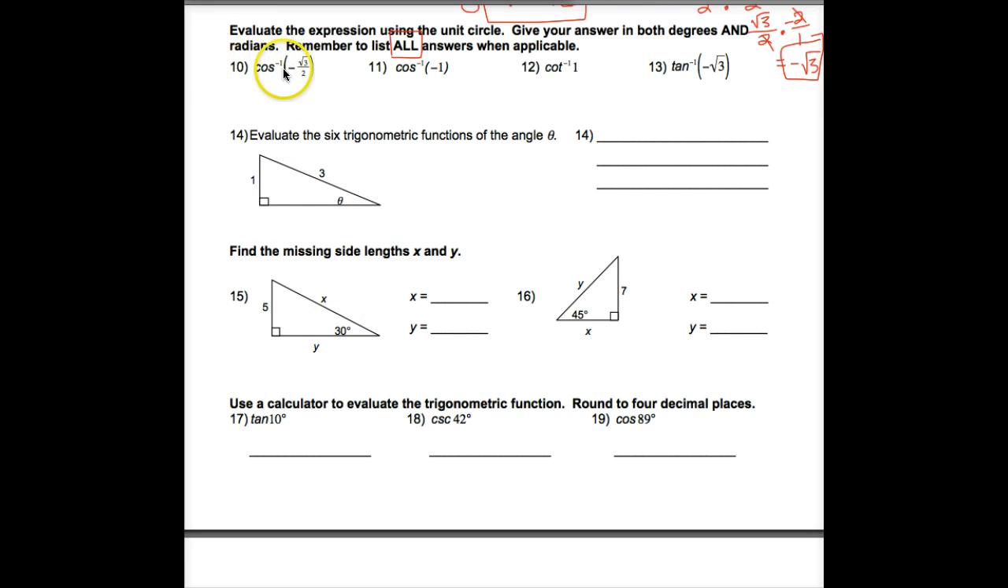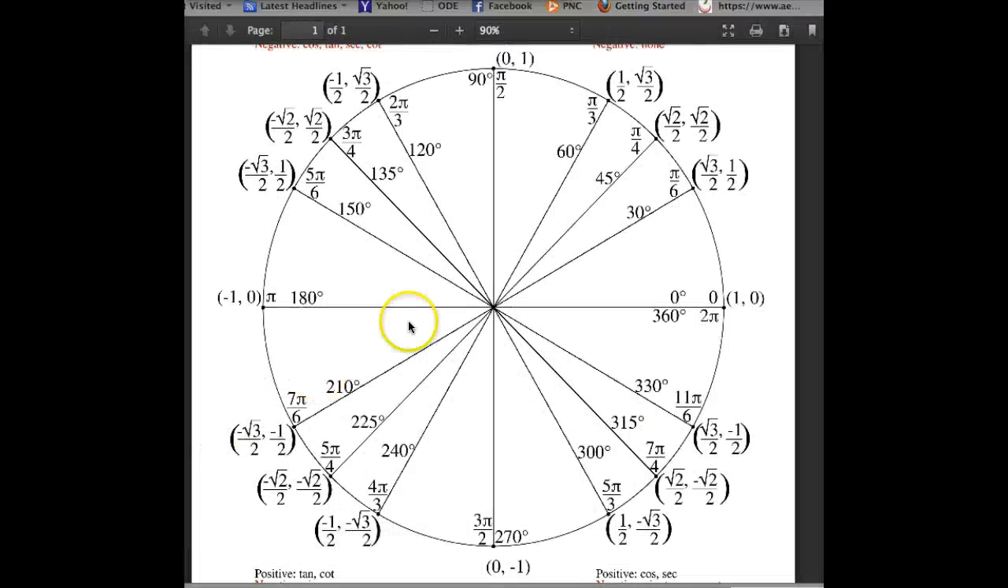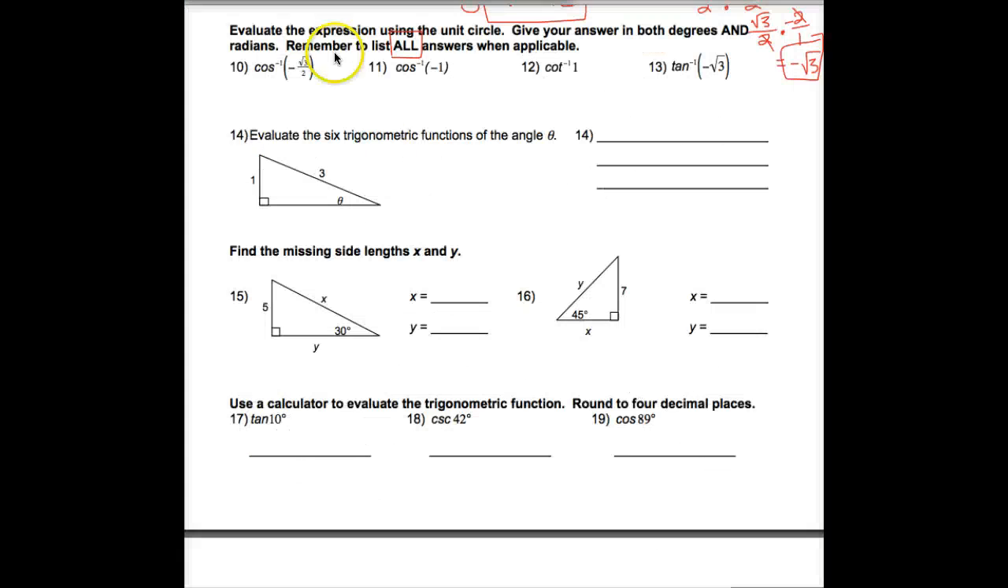So again, when we're using the inverses, we're looking for the angles. So I'm saying, where is there a cosine value of negative radical 3 over 2? And so as I look around, I should see two of them. I see one here at 150, and then I see another one here at 210. So they both have the correct cosine value. So I can list those: 150 degrees, 210 degrees. Now I also need to list their radian equivalents, which are on your unit circle as well. So that's 5 pi over 6 and 7 pi over 6.